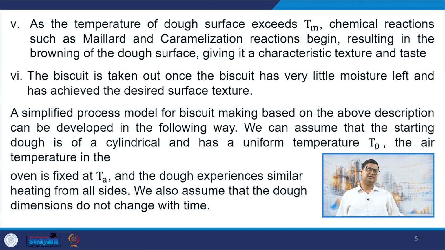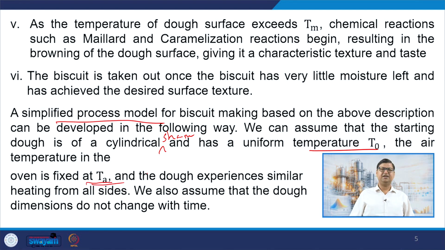So, based on this recipe, a simplified process model for the biscuit making can be developed in the following way. We can assume that the starting duff is a cylindrical shape and has a uniform temperature T naught to begin with, and the air temperature inside the oven is fixed at TA because we have preheated and then we maintain that temperature.